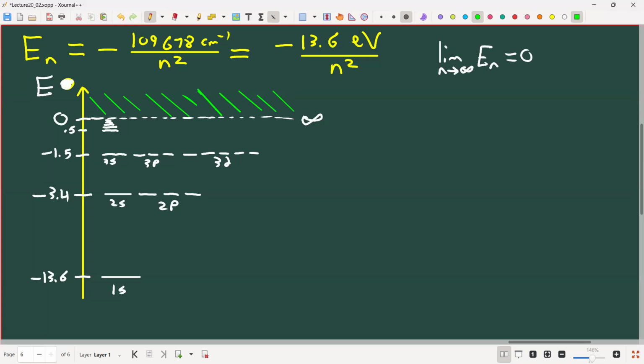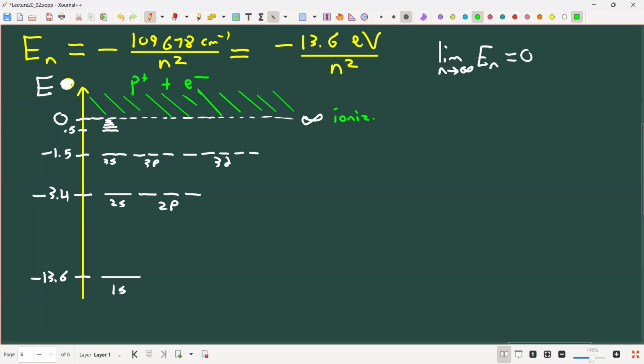So the state that's above the 0 limit, the dashed line, is the ionized state of hydrogen. The electron is now gone. Up here we have just proton and electron. So this value, E equals 0, is the ionization limit of hydrogen.